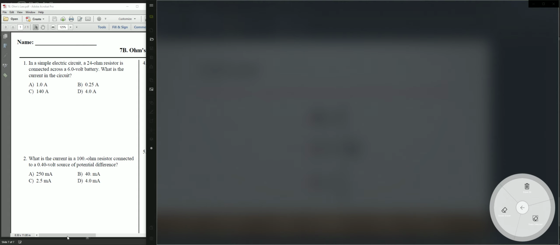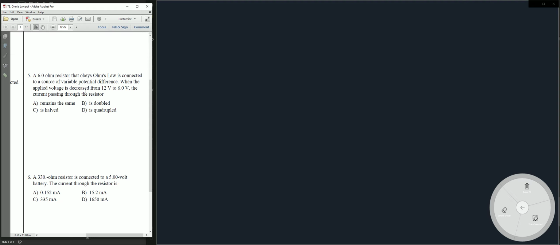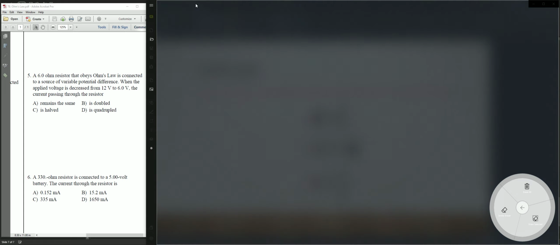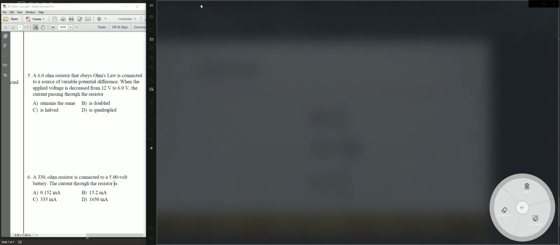Number 2 looks exactly the same. Number 4 looks exactly the same as well. Potential difference again is voltage. Number 6, I believe in you guys, a 6 ohm resistor that obeys Ohm's law. Well, number 6 is simple as well. It's actually the same exact thing.